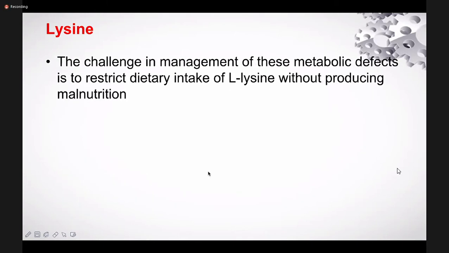The challenge in the management of the metabolic defects in lysine catabolism is how to restrict the diet or the entire intake of lysine without producing malnutrition. Because as you can see, lysine is involved in fatty acid metabolism, so metabolism is also affected if you do not have lysine. So that is the challenge in the treatment of problems in lysine catabolism.